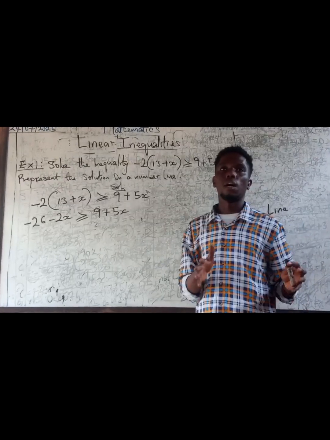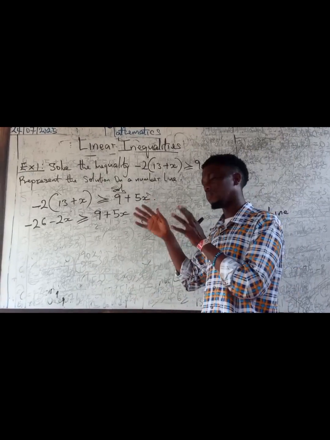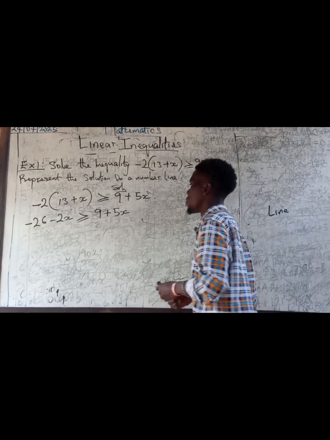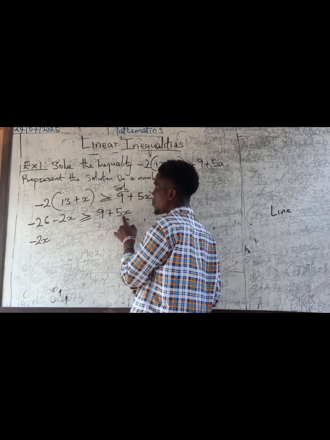So those that have the variable x, you put them on one side. Those that don't have, which are the constant term, you put them on the other side. So let's go. Minus 2x, you have it here, right? Now you have plus 5x.